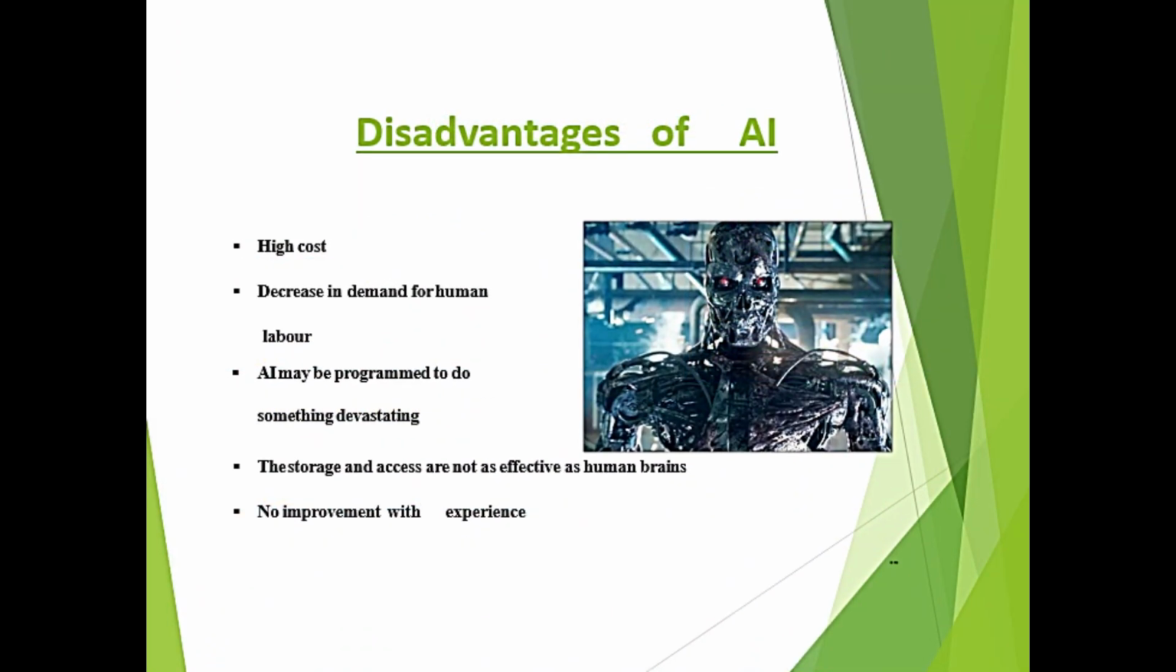Disadvantages of AI. The main disadvantage of AI is that it is very expensive. The second main disadvantage is that in the future there will be a decrease in demand for human labor. Risk of unemployment is high. AI may be programmed to do something destructive. AI lacks creativity. The last disadvantage is that there is no improvement in AI-based machines with experience.